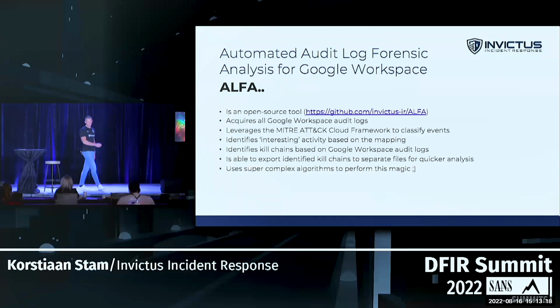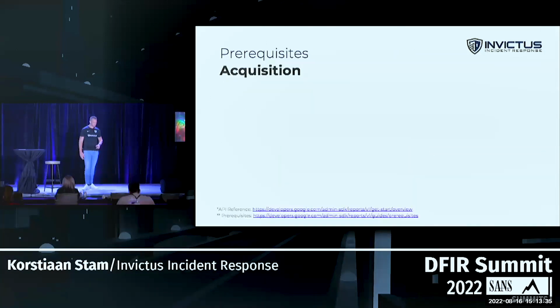And it uses super complex algorithms to perform this magic. It's machine learning AI. No, just kidding. It's not very complex. I will explain everything in this talk. But it's good to know how it works in the backend, basically, to do this automated analysis. So the first step is acquisition. How can we acquire this data automatically, and how can we get everything?